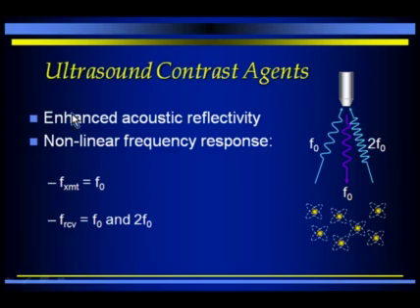There's a nonlinear frequency response, so that even though you are transmitting at a certain fundamental frequency, F0, and you're receiving at that same frequency, F0, when the transmitted ultrasound hits the contrast agent, it also comes back in harmonics of that original frequency. So the fundamental frequency is F0, the harmonics are 2 times, 3 times, 4 times F0, and you can receive those and distinguish that those have come from contrast material.